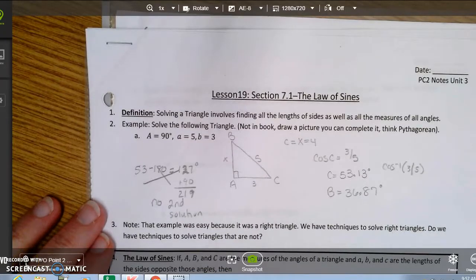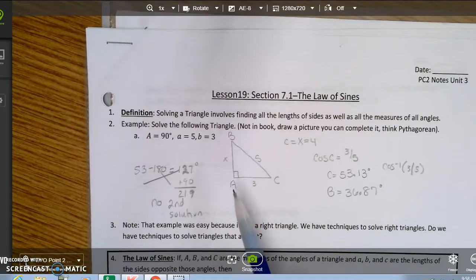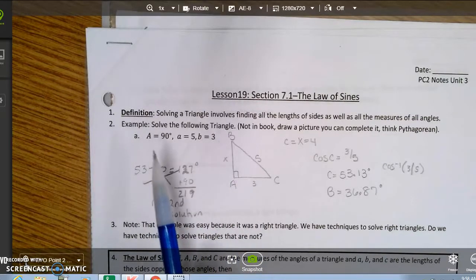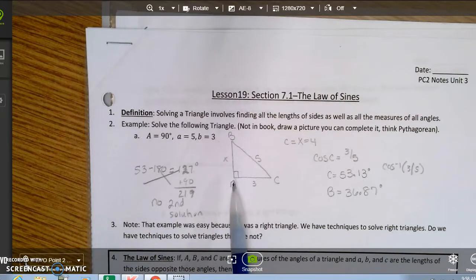Okay, so we're going to look at law of sines today. Law of sines is a way to find the missing sides and the missing angles of a triangle. So here we have a triangle. Angle A is 90. The side opposite A is 5. And the side opposite B is 3.